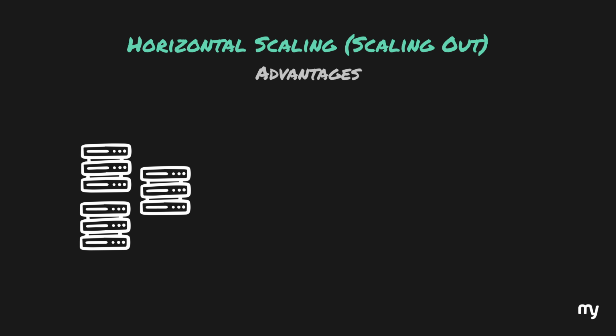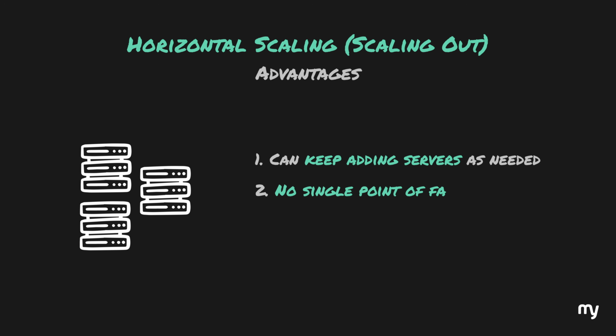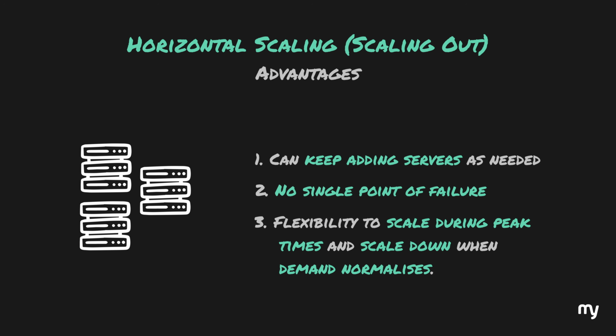Horizontal scaling solves the core problem of adapting to the increased load, but it offers additional advantages as well. Unlike vertical scaling, where you eventually hit hardware limits, horizontal scaling allows you to keep adding servers as needed. In addition to this, if one server crashes, the remaining servers can still handle most of the traffic, which prevents your application from becoming completely inaccessible in case of a server failure. Horizontal scaling also gives you flexibility to scale up during peak times, like Black Friday sales, and scale down when the demand normalizes. This approach is often more cost-effective.